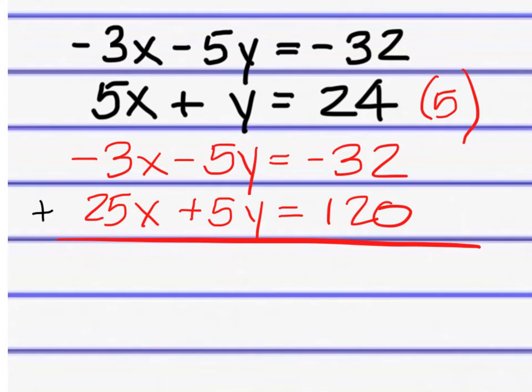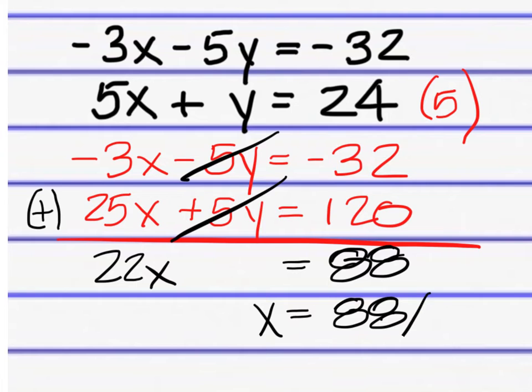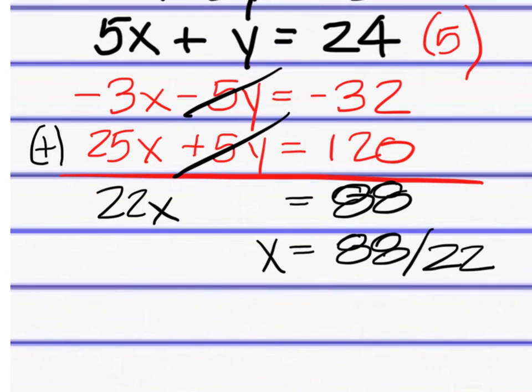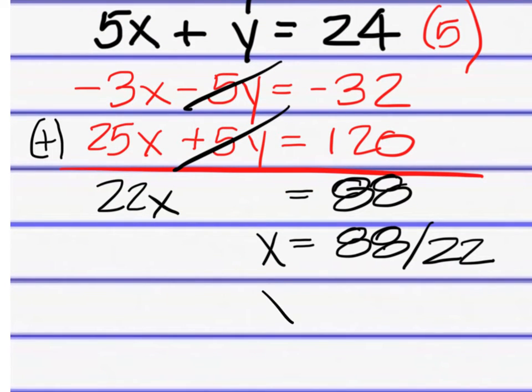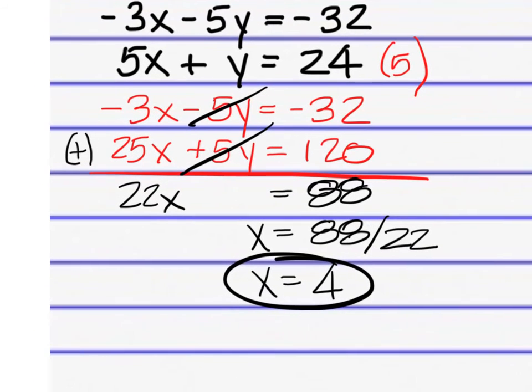If I add these two together, these will cancel out to 0. Negative 3 plus 25 is 22. And negative 32 plus 120 would be 88. So x equals 88 divided by 22. That's a 4. And put that 4 back in.